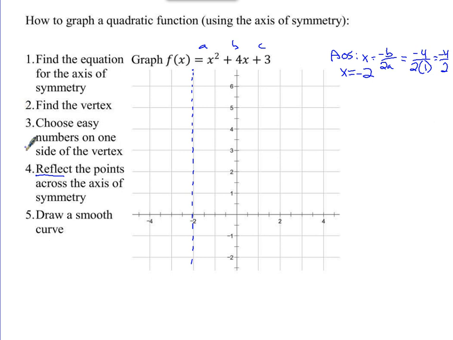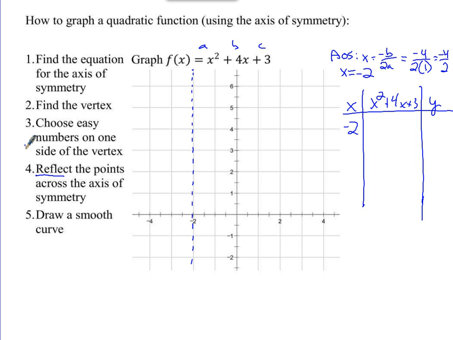And then choose easy numbers on one side of the vertex. So we're going to set up a table. We can't avoid setting up a table here. We still have to set up the table. X, my function, x squared plus 4x plus 3, and then y. I have to find the vertex, which means I have to plug negative 2 into my equation. So I'll put negative 2 on there. That'll be the first point I find, and that'll be my vertex.